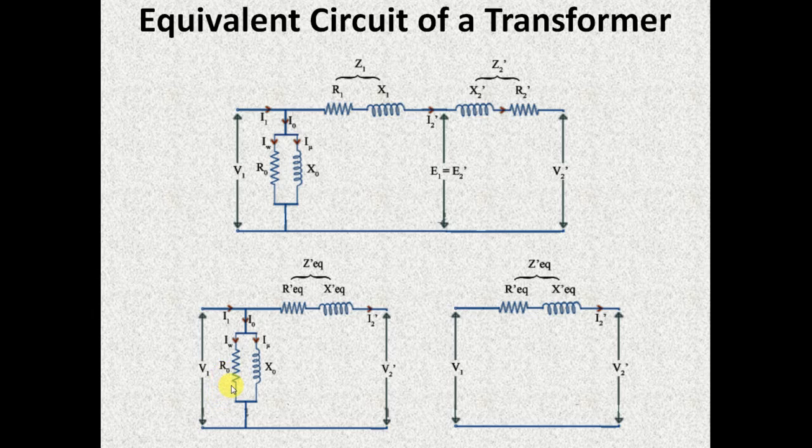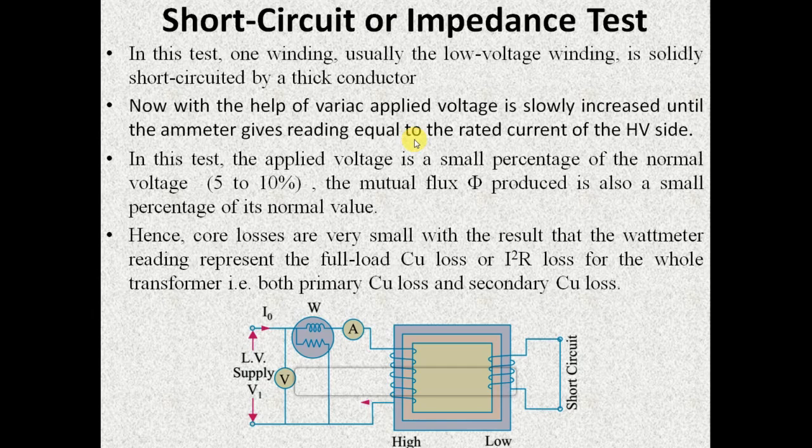In this simplified equivalent circuit, the values of R0 and X0 are determined using the open circuit test. Next, we have to find out the values of equivalent circuit resistance and equivalent circuit reactance. These values of R01 and X01 are determined using the short circuit test. This test is also said to be the impedance test. This test is usually conducted on the high voltage side, that is the meters, voltmeter, wattmeter and ammeter, are connected at the high voltage end, and the low voltage side is short circuited, as you can see in this diagram.